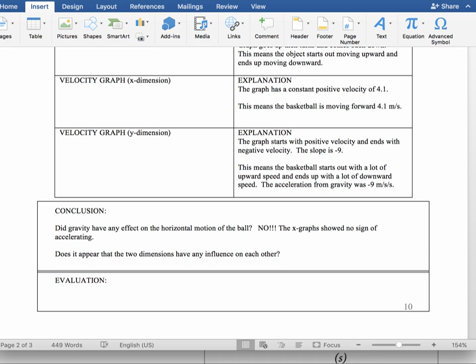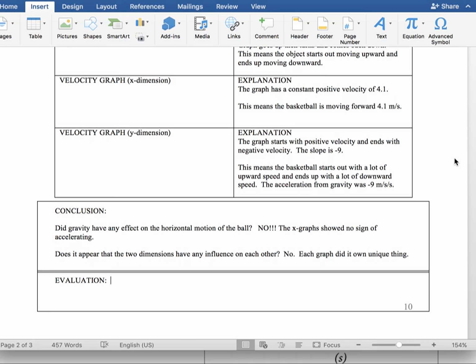Finally, does it appear that the two dimensions have any influence on each other? In other words, did the x graphs and the y graphs look like they somehow reached across dimensions and changed what the other one looked like? And the answer is no. Each graph did its own unique thing. This is the independence principle. The horizontal and vertical motion are completely independent. They have no influence on each other.